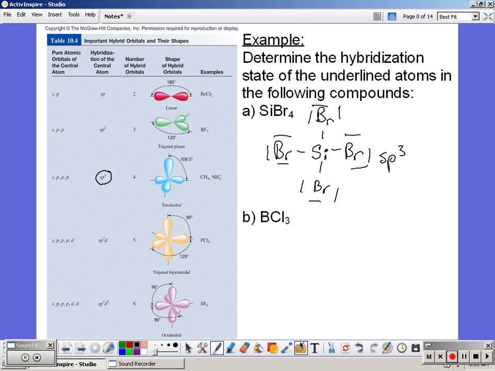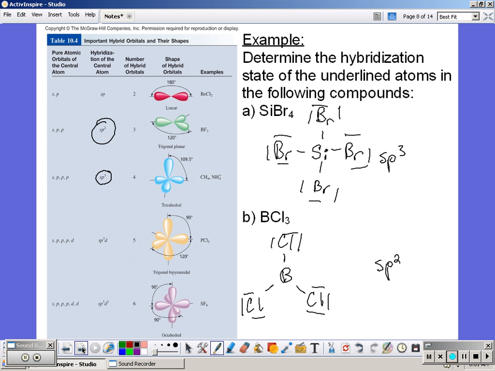For BCl3, you have to remember that boron doesn't need a full octet. It only needs 6 valence electrons, so its geometry would look like this, and it would be trigonal planar. So its hybridization would be sp2. Again, you have 3 things around the boron, so 1 plus 2 is 3.